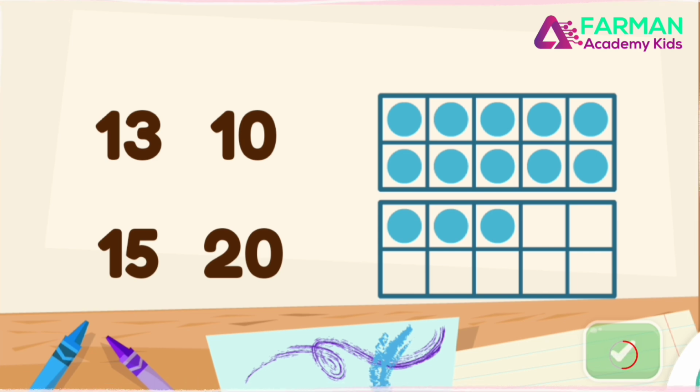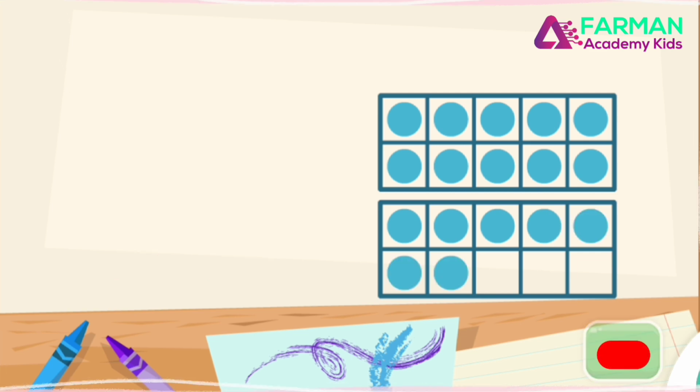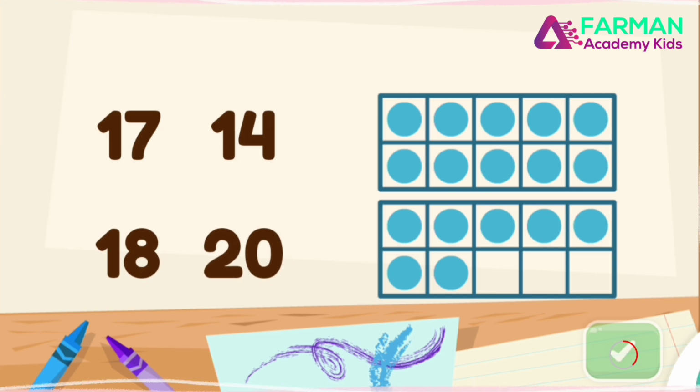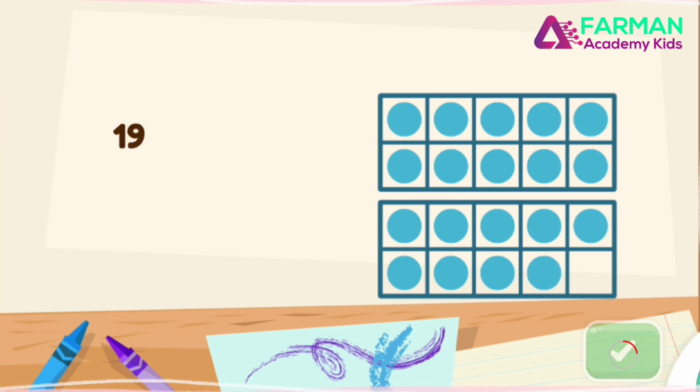How many dots are in the 10 frames? Tap the number. There are 13. One 10 frame is filled, which makes 10. There are 3 in the other frame. How many dots are in the 10 frames? Tap the number. There are 17. One 10 frame is filled, which makes 10. There are 7 in the other frame.